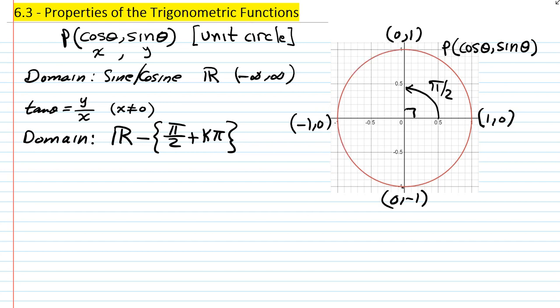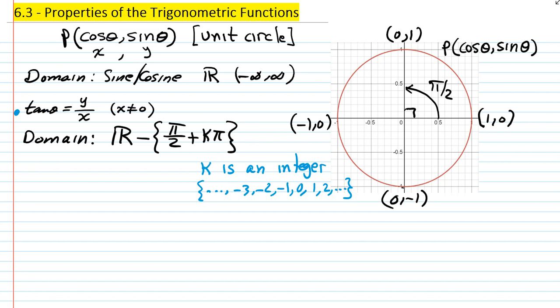That's what this says. Here in my notation, by the way, k is an integer. What are integers? Negative 3, negative 2, negative 1, 0, 1, 2, and so on. There you go. That's what k is. And the need for k here is just so we pick up all the subsequent rotations around the circle. All right. So there's the domain for tangent.